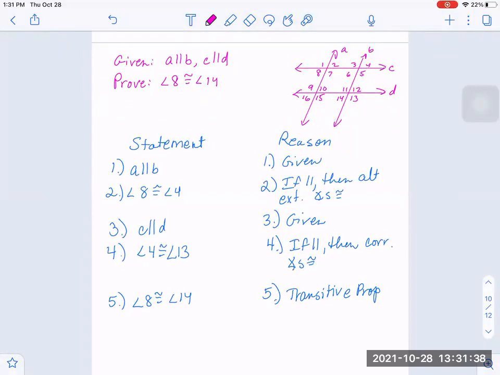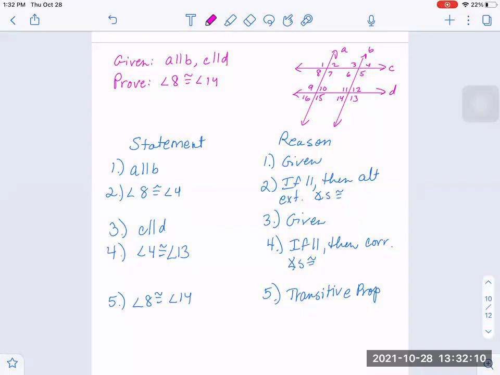Wait, this isn't it, is it? Oh, yes, it is. So A is parallel to B. I knew that 8 was congruent to 4 because these are alternate exterior angles. And notice I wrote it right after I said A was parallel to B. I needed to know that A was parallel to B in order to say that. C is parallel to D, therefore I know that 4 is congruent to 13. And therefore, using the transitive property, I can say 8 is congruent to 14.